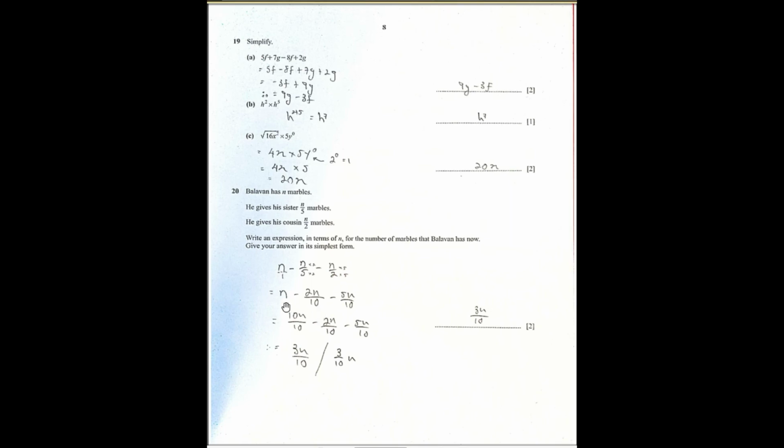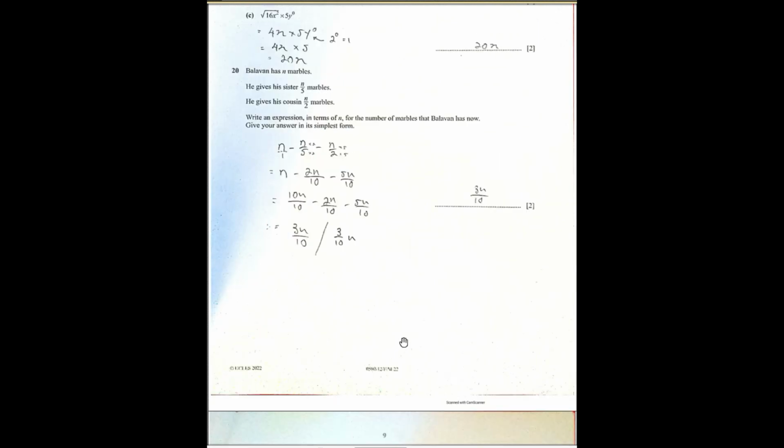Since now we already have 10 as the common denominator for both numbers, we can simply multiply this 10 for the whole number, which is n. So we will have 10n over 10 minus 2n over 10 minus 5n over 10. Since the denominators are the same, just minus the numerators will do. So 10n minus 2n is 8n. 8n minus 5n will give you 3n over 10. Or you can write it as 3 over 10 multiplied by n as your final answer.